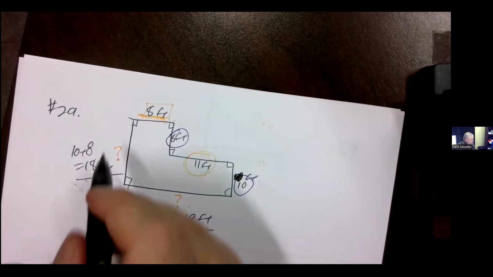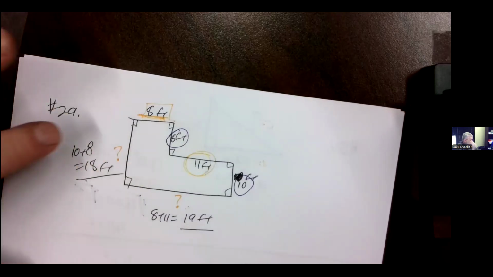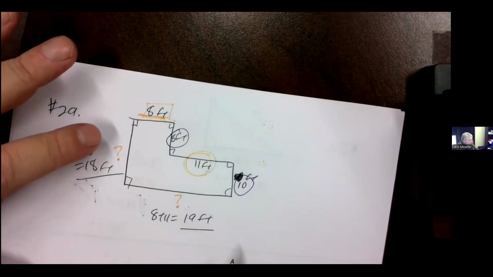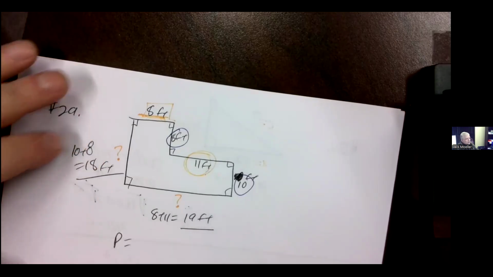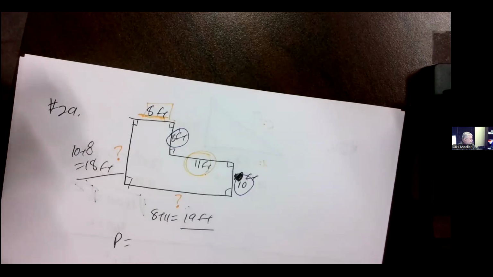All right. So now we know the bottom is 19. We know the left is 18. And so how do you find the perimeter? Just add them all up, now that you know all the sides.